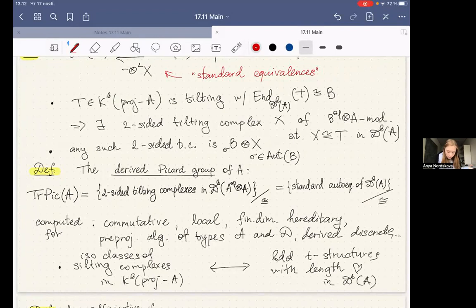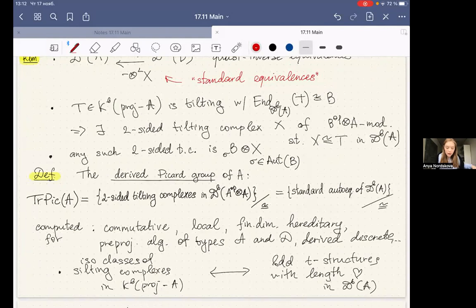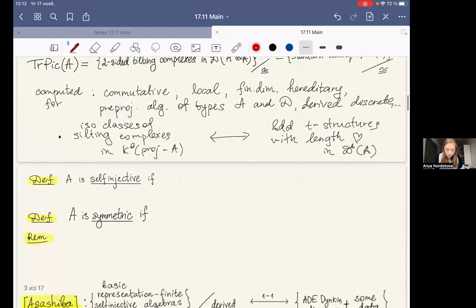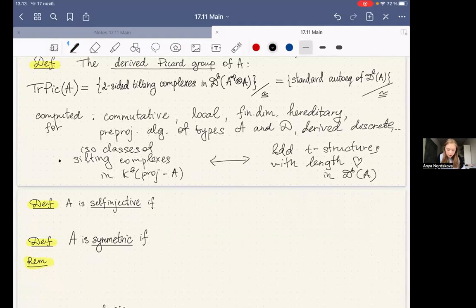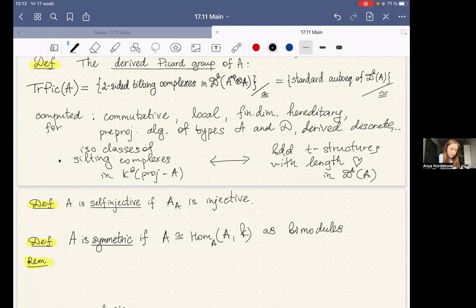Okay, and now I want to talk about the class of algebras that I'm interested in this talk. And first I will define self-injective algebras. So an algebra is said to be self-injective if it is injective as a module over itself. This is the same as saying that injectives and projectives coincide. This is a nice class of algebras, but I want to consider an even nicer one, which is symmetric algebras. So we say that an algebra is symmetric if it is isomorphic to its K-dual as a bimodule. And it's easy to see that a symmetric algebra is self-injective.